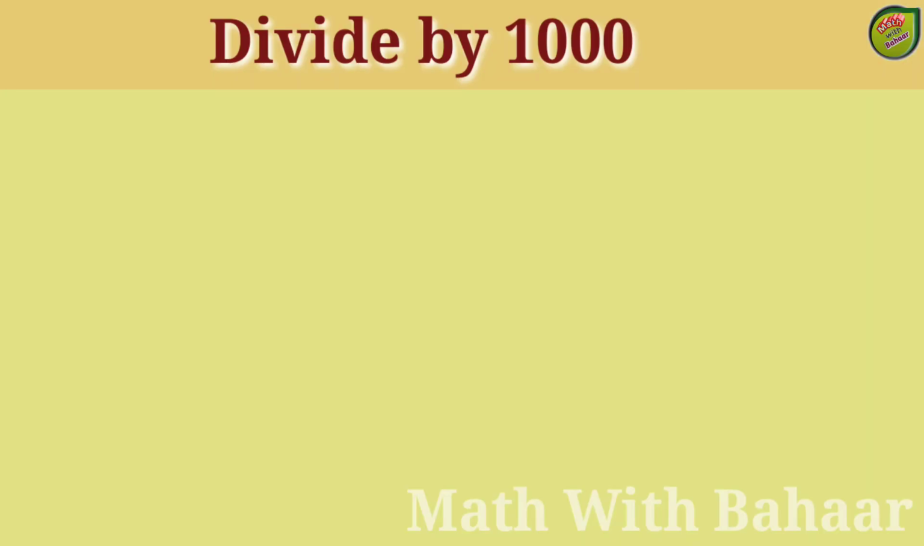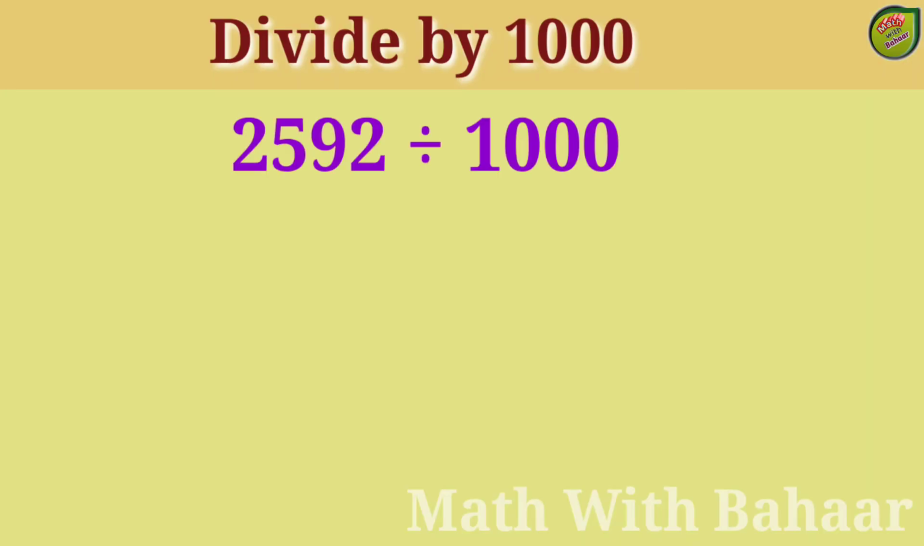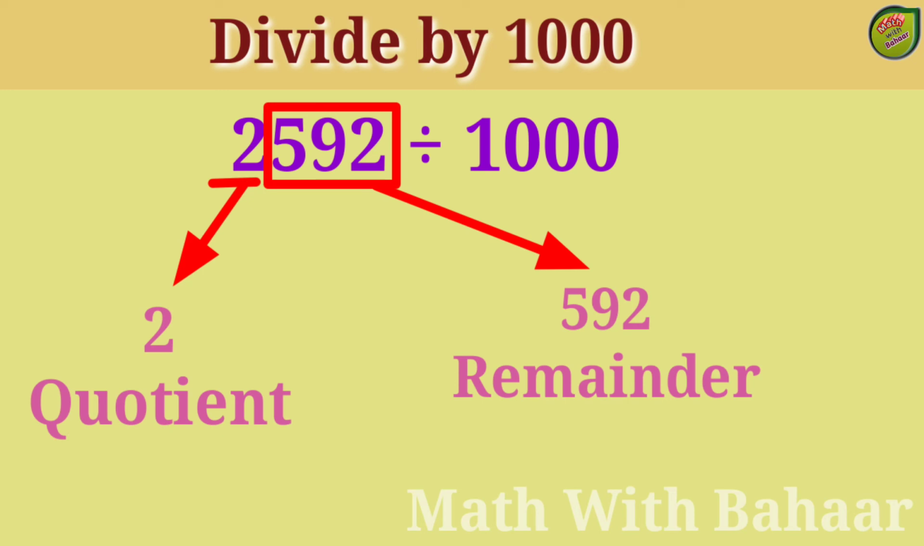Similarly, let us try to divide any number by 1000. So we observe that the divisor 1000 consists of 3 zeros. Therefore, we have to separate 3 numbers from the dividend part starting from the ones place. So the separated number 592 will be considered as the remainder, and the number towards the left side is called the quotient, which is equal to 2.